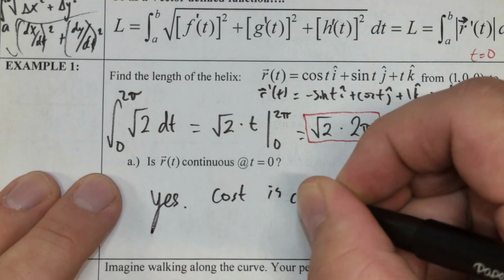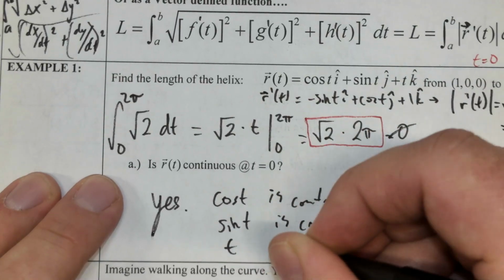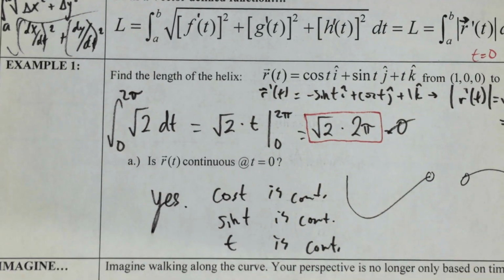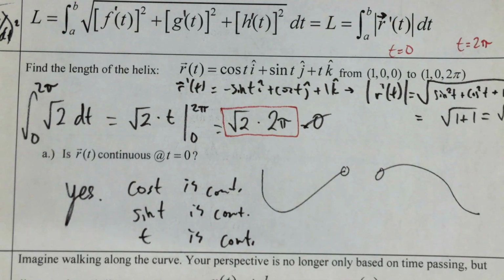Cos t is continuous. Sine t is continuous. T is continuous. So all three functions are continuous. Also continuous in that direction.